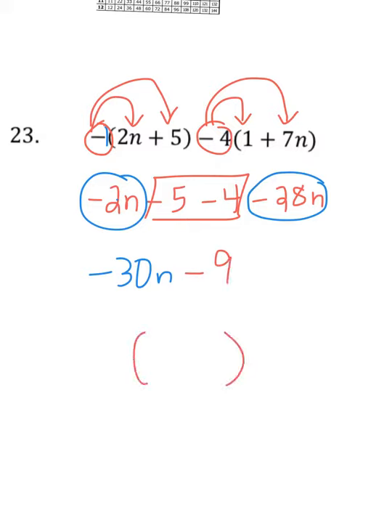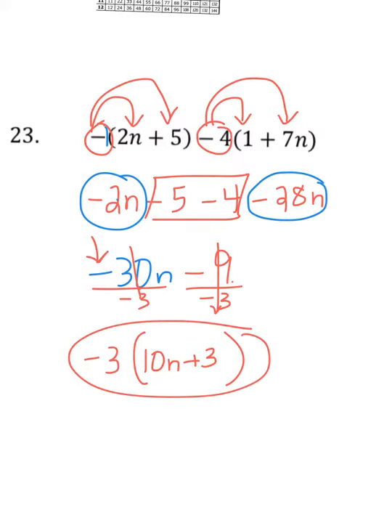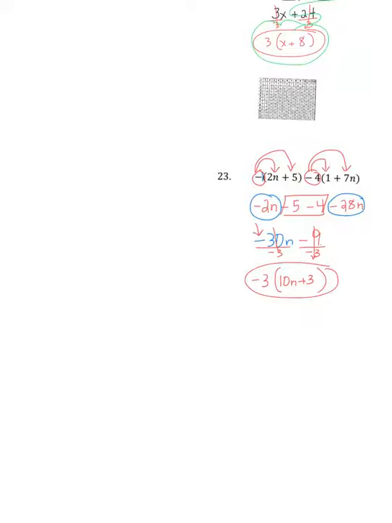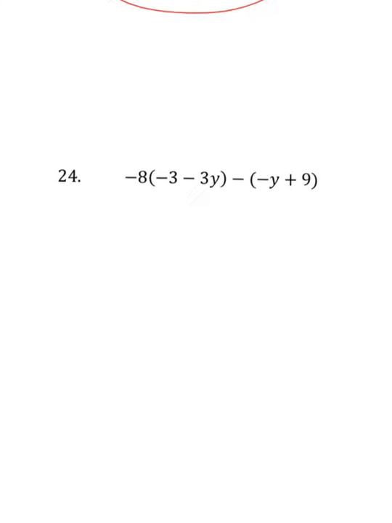Let's factor out. Can I factor out a 9? No, because a 9 times something doesn't equal 30. So let's factor out a 3. And I'm going to factor out a negative 3 because we have a negative lead term. Okay. Divide by negative 3, divide by negative 3. 30 divided by negative 3, that's going to be 10, positive 10n, and that's going to be plus 3. Done with that. One more to go on this page.